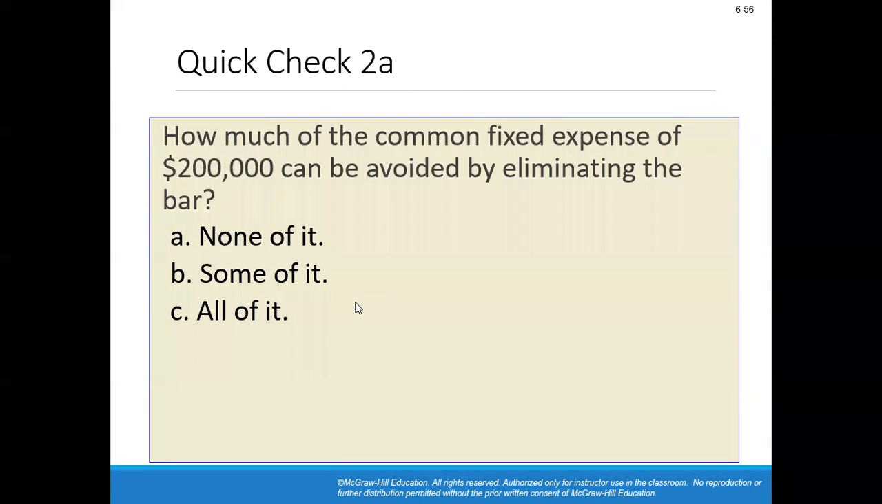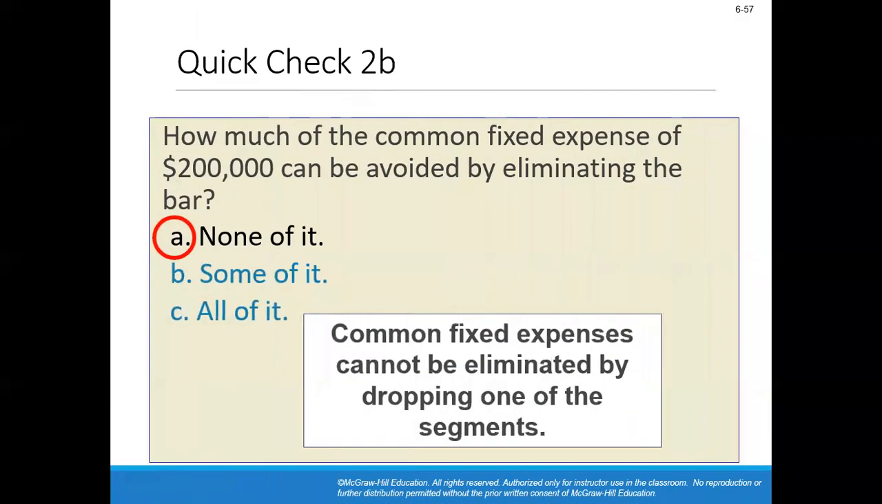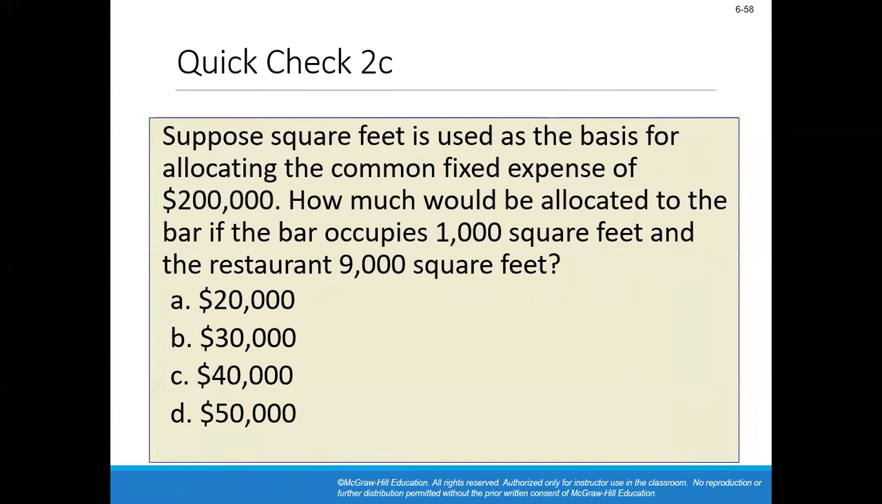The answer is none of it. And you know the reason. You understand that it cannot be avoided. Now, suppose square feet is used as the basis for allocating the common fixed expenses of 200,000: the square feet in which the bar is doing business and the square feet in which the restaurant is doing business. Note that for allocating the common fixed expense of 200,000, we are making a forceful allocation.